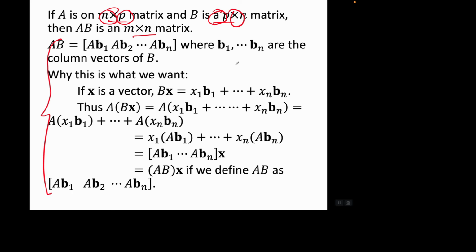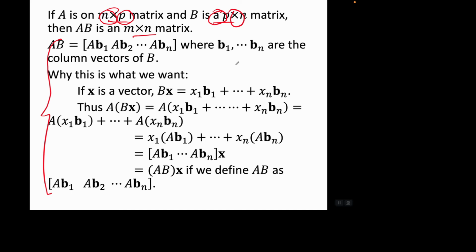Why? Here's why this is what we want. If x is a vector, Bx is going to be x1 B1 plus ... plus xn Bn. If you were to work this out on your own, you'd see it. Thus, A times Bx is going to be A times (x1 B1 plus ... plus xn Bn). In other words, we can break that up using distributive properties. So it's A x1 B1 plus ... plus A xn Bn.